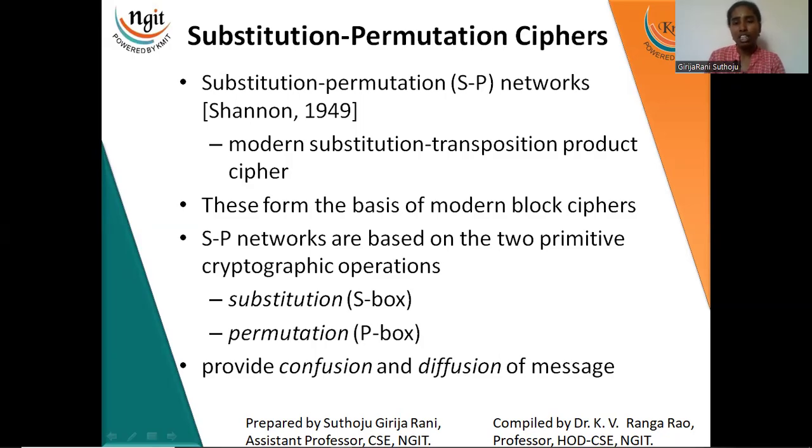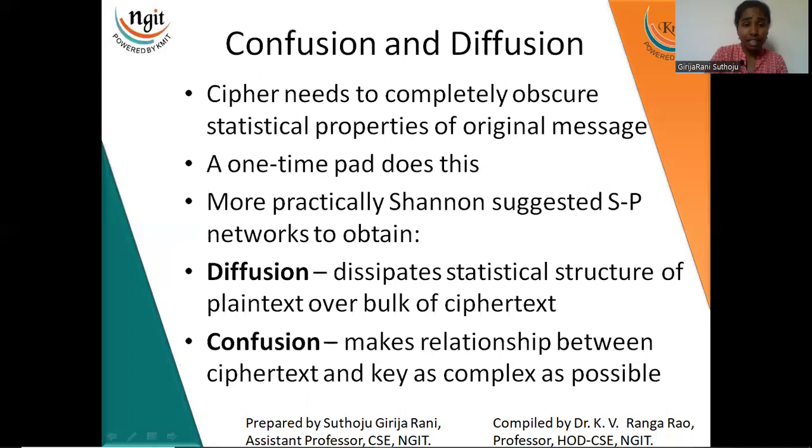So with the use of these two, we are going to provide two terms, that is confusion and diffusion. Diffusion is a concept which will be disappearing the main plain text idea from the hackers. See how we are saying this? Diffusion will dissipate, meaning disappear, the statistical structure of plain text over the bulk of the ciphertext.